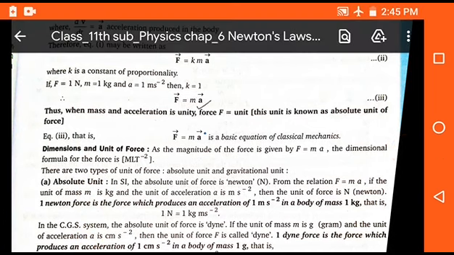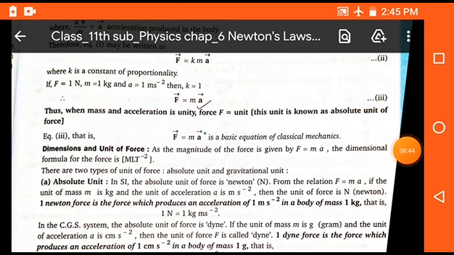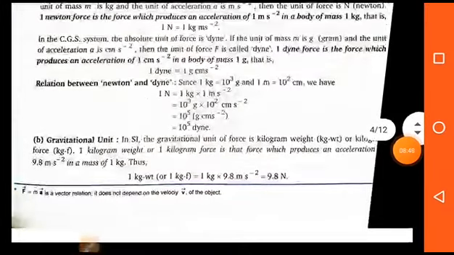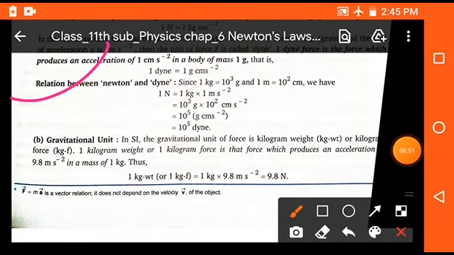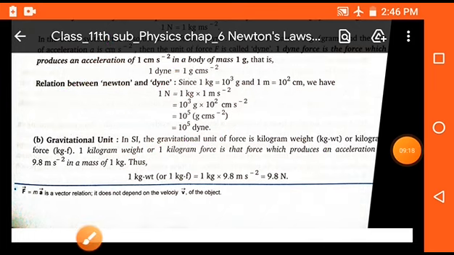Now, the dimension of force is M L T to the power minus 2 and the unit of force is Newton. We can also find a relation between Newton and dyne, because Newton is the unit of force in the MKS system and dyne in the CGS system. So 1 Newton is equal to 10 to the power 5 dyne. Gravitational unit: 1 kg weight is equal to 9.8 Newton, and 1 kgf is the gravitational unit of force.